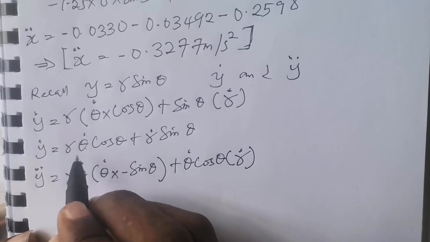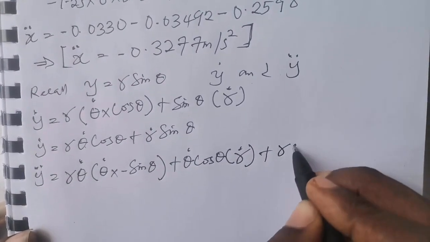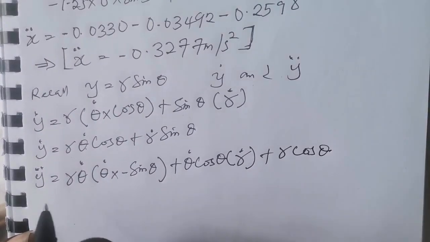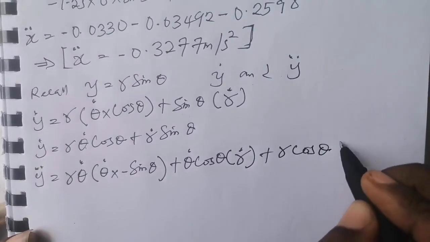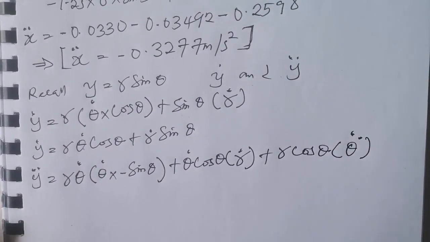Next is to differentiate theta dot. So you simply hold r and cos theta. So I have plus r cos theta. Now you differentiate theta dot. This simply gives you theta dot dot, and you have this.